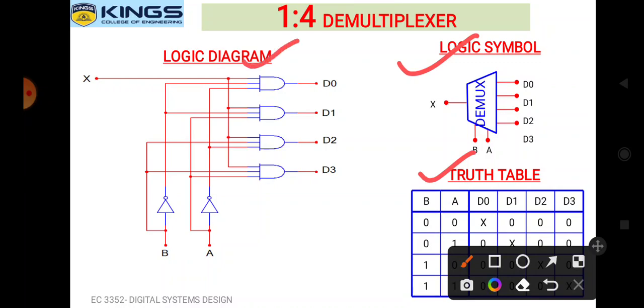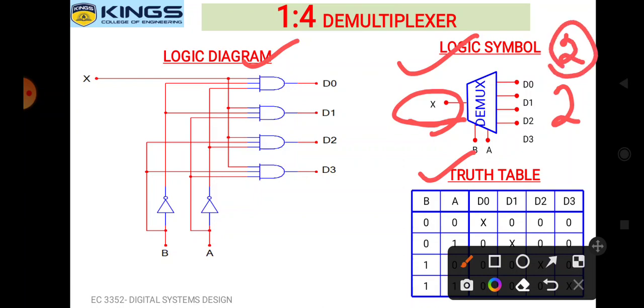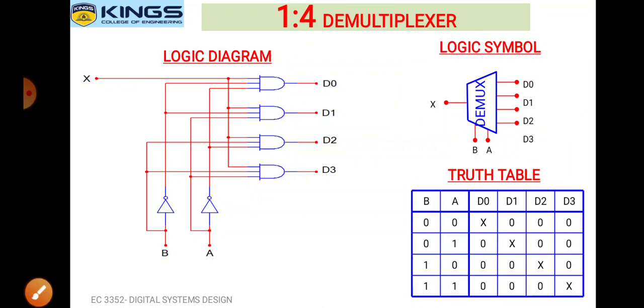In the logic symbol, it has one input, x, and 4 outputs. How did we get the 4 outputs? 2 power 2 is equal to 4. That means 2 selection lines and 4 outputs. The 4 outputs are D0, D1, D2, D3 and the 2 selection lines are A and B, otherwise B and A, whatever it is.